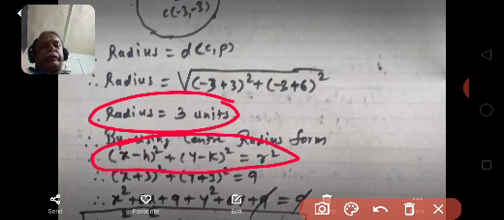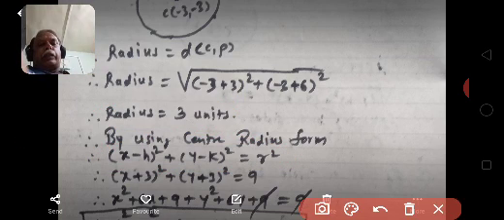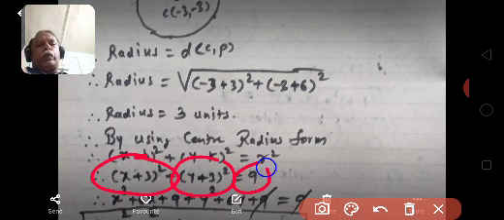we get (x plus 3) whole square plus (y plus 3) whole square is equal to 9. Open this bracket.